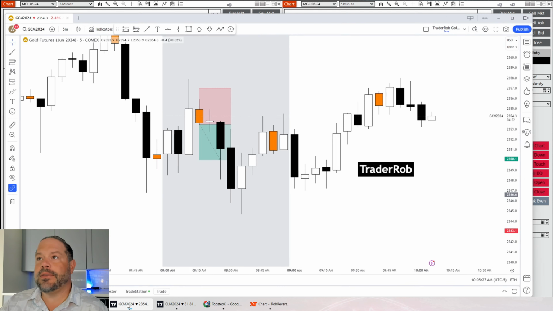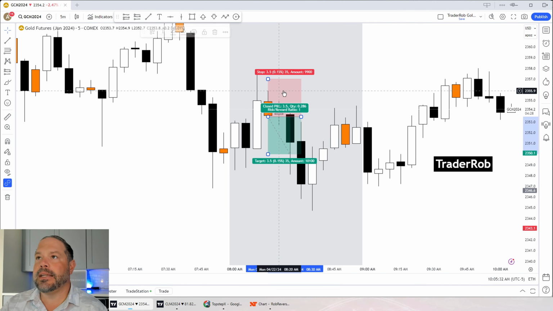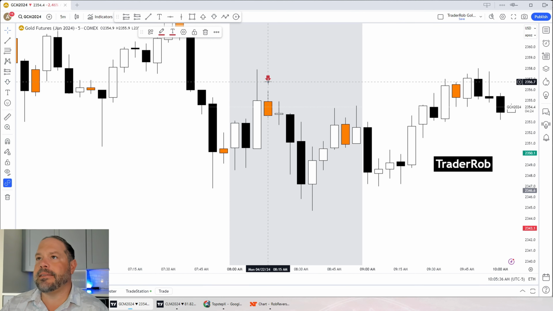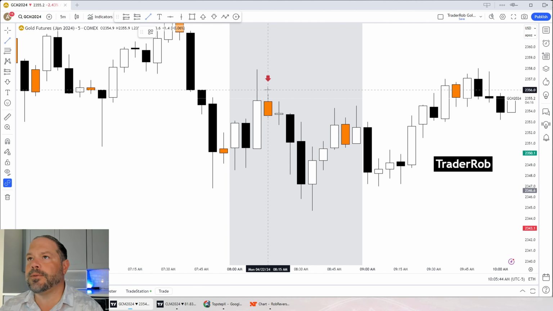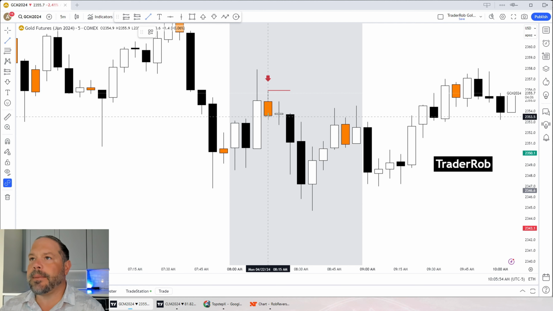So let's jump into gold. Gold this morning, we got activated. Let's take this off here. We got activated at this candle right here, which was your 815, 820 close. You would have your order to go long right here, and actually right there. And you would have your order to go short at the bottom of this inside bar right there.